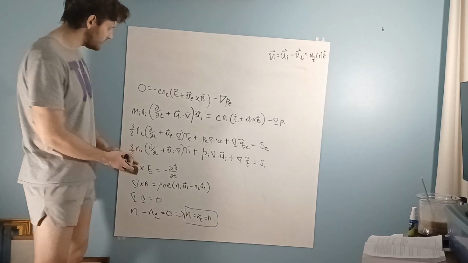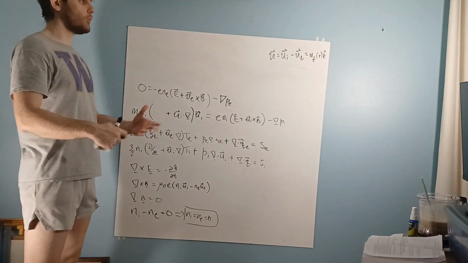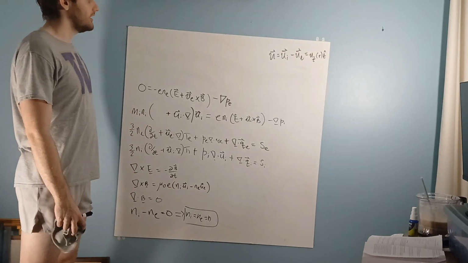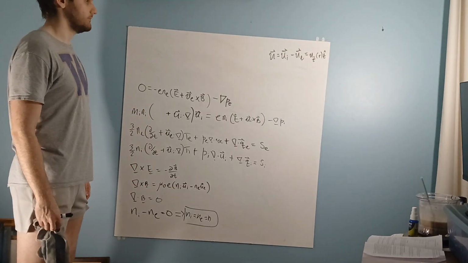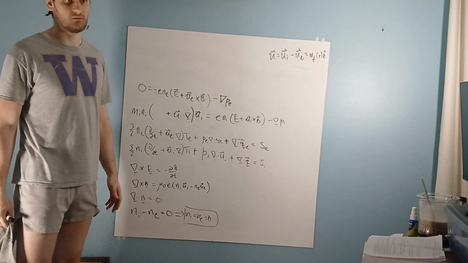And so on that basis, we can go ahead and get rid of this. It doesn't matter what exactly U_i is. It's the ion velocity. It's just going to depend on r, and it's just going to be in the z direction.